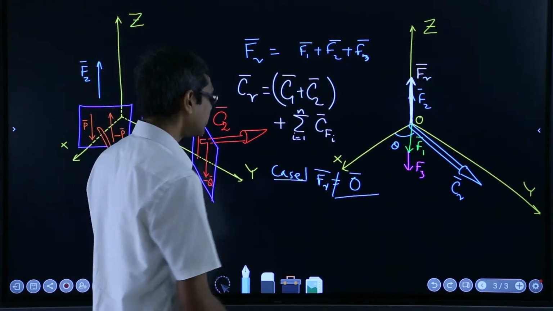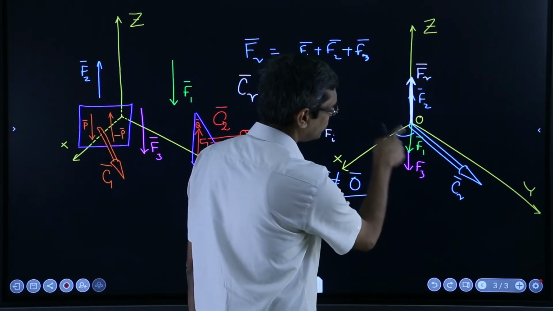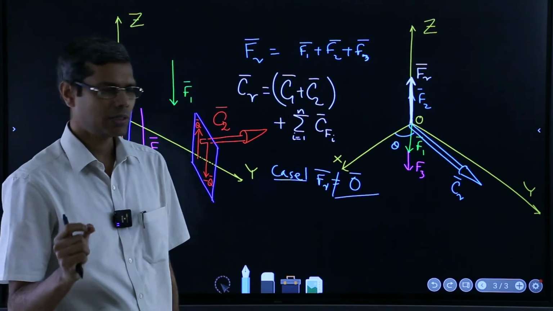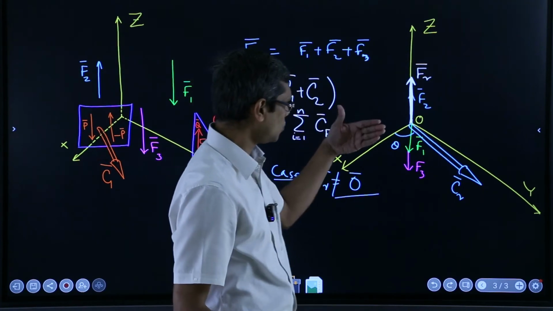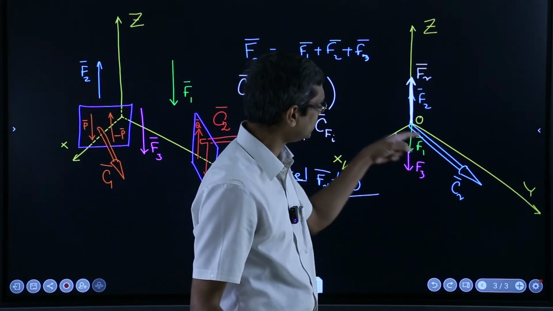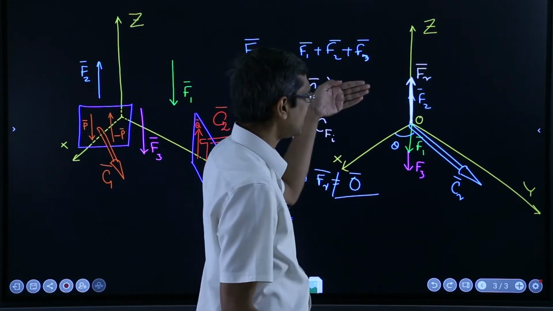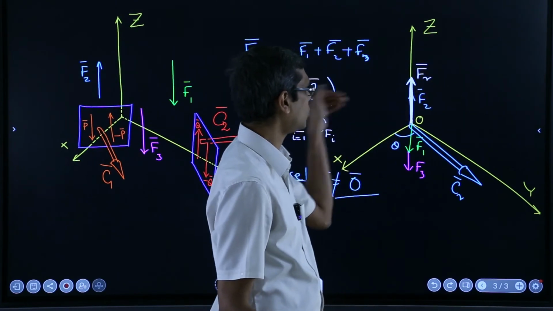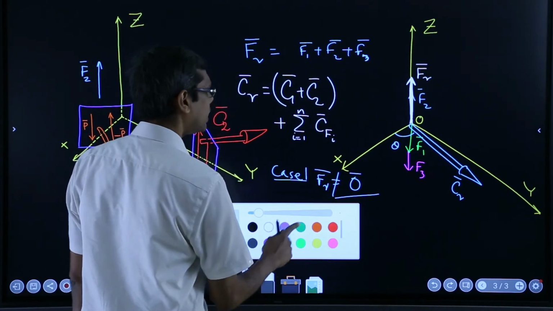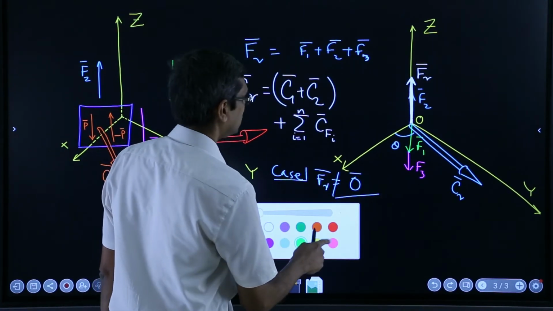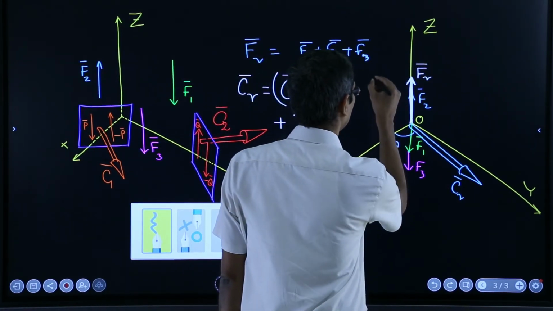Now how to do that? Let us see. So we want a vector which will be exactly opposite to this. Then please notice this very important fact. We will have to go to a plane which will be perpendicular to this Cr, and then on that plane we have to move F2 either to this side or to this side, depending on, we will just see that. So let us first draw a plane which will be perpendicular to this Cr.